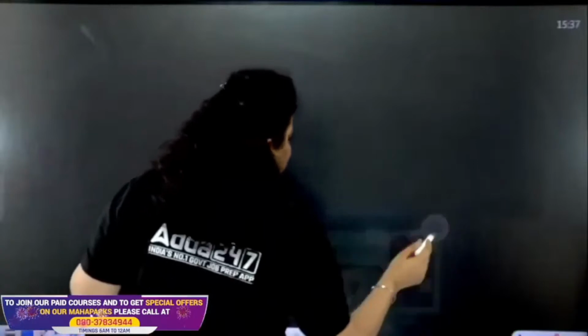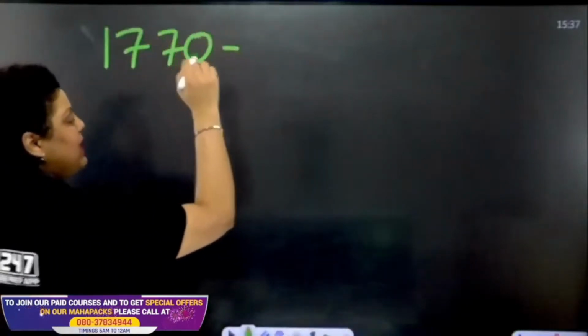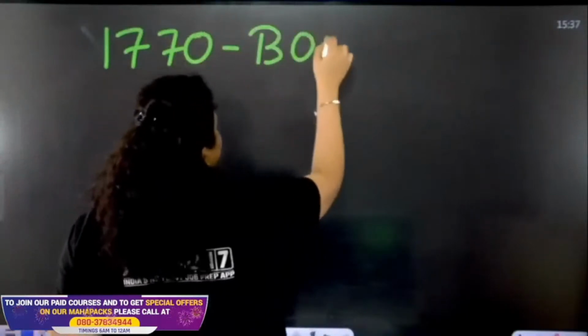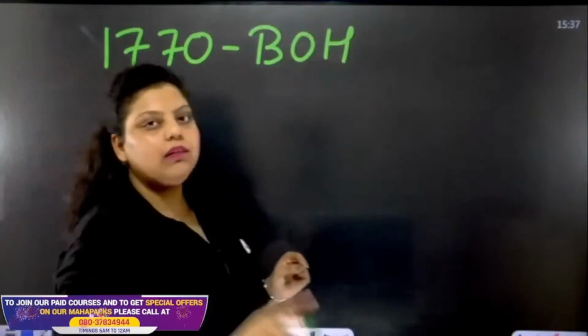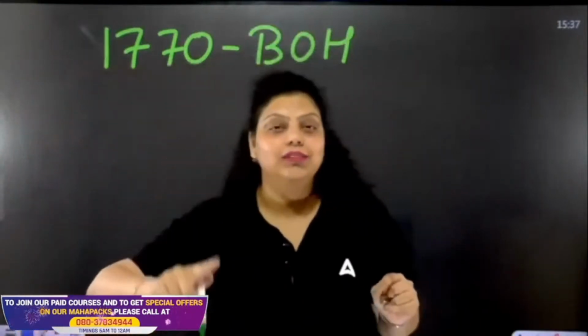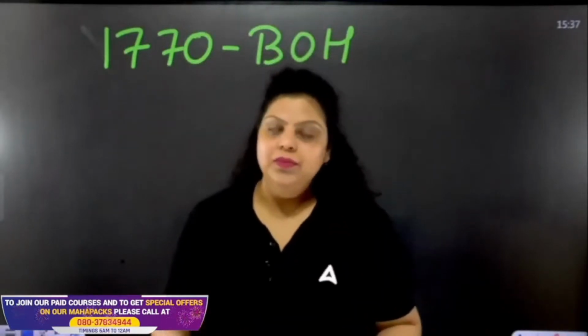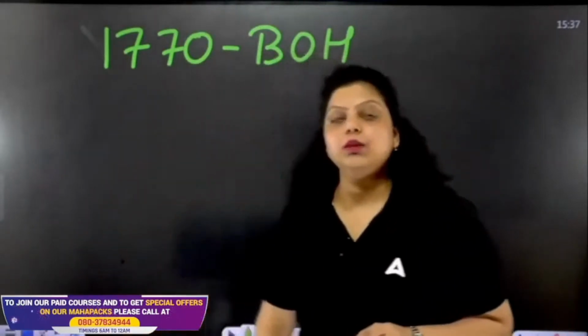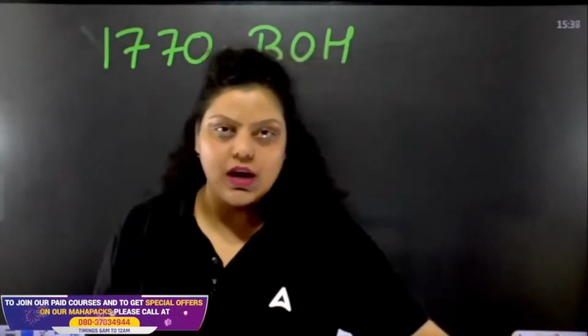So first of all, in the year 1770, we have seen the establishment of Bank of Hindustan, and this was the first bank which was established in our country in 1770, and the headquarters of the bank was in Calcutta. Now this Bank of Hindustan is the first bank which started the formal financial system in our country.